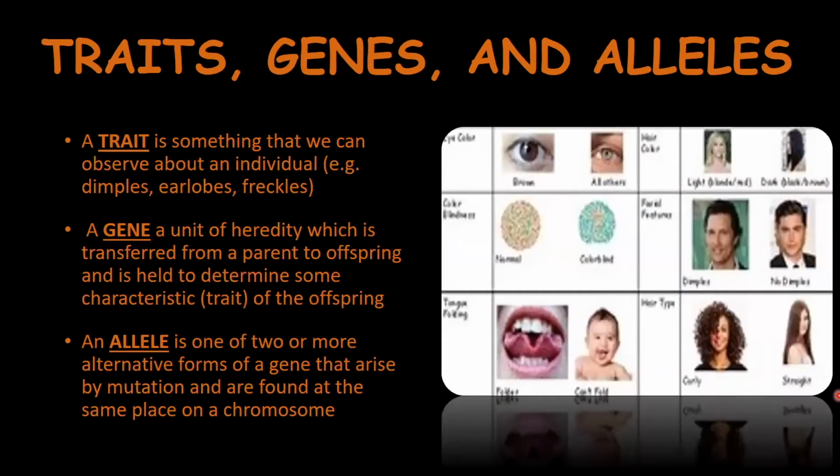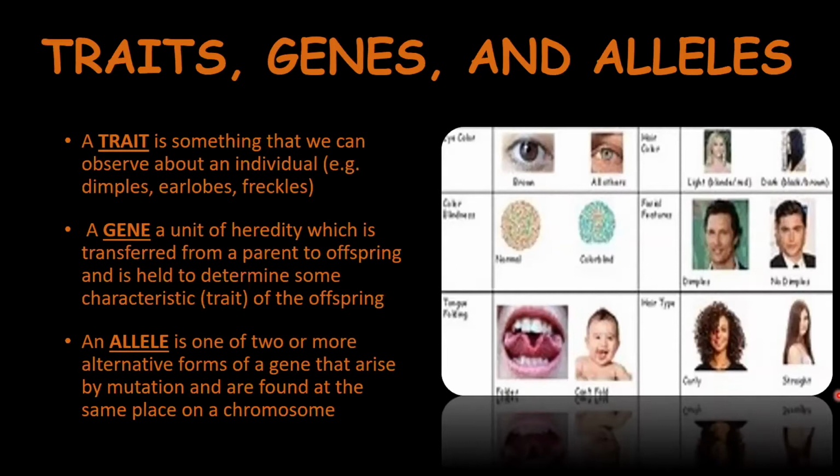All right, so first up, we're going to talk about traits, genes, and alleles. So a trait is something that we can observe about an individual. So dimples, whether or not you have them, earlobes, whether they're attached or detached, freckles, whether or not you have them, etc. Next we have the gene. A gene is a unit of heredity, and it's transferred from parent to offspring, and it's held to determine some characteristic or trait of the offspring. So basically genes determine traits.